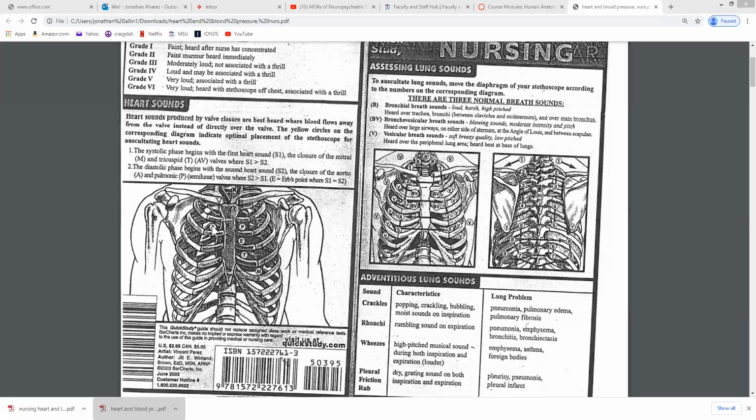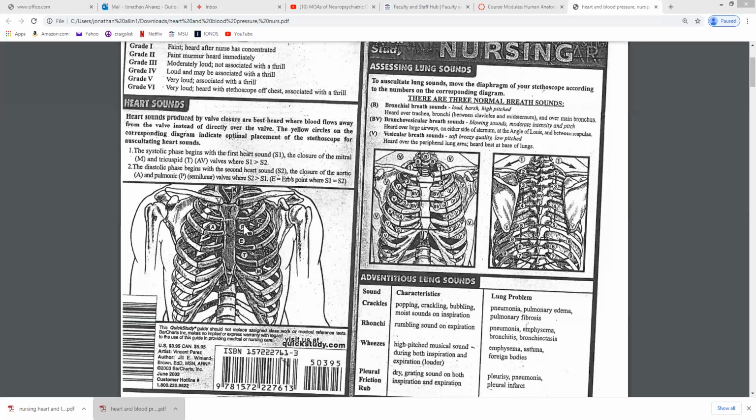Then you go over to the left side, second intercostal space on the left. That P stands for pulmonary valve. So you place your stethoscope there.